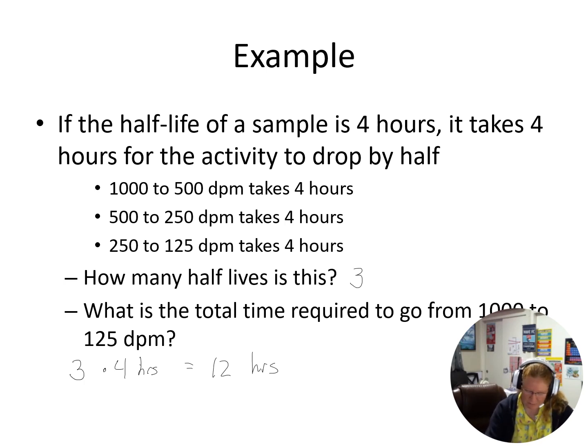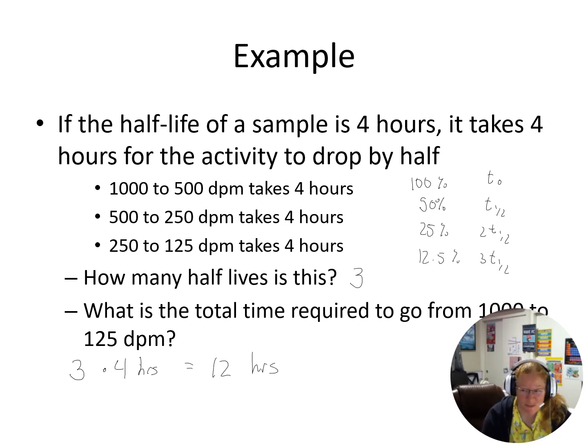Now, the other important thing is that we go from 100%, so that's time 0, to 50%, 1 half-life, 25%, then we get to 12.5%. So what we've done is we've reduced this down. Now it's only 12.5% of the activity it was initially because we've gone through 3 half-lives.